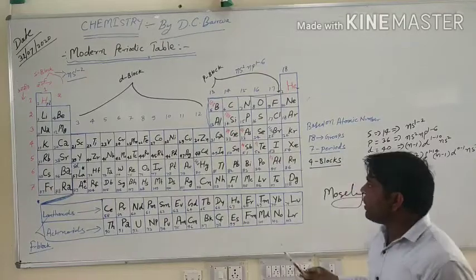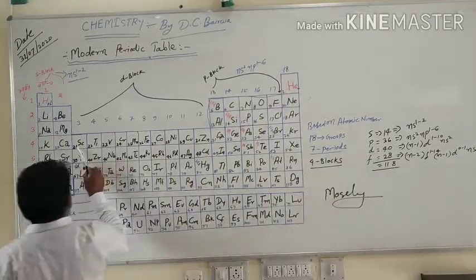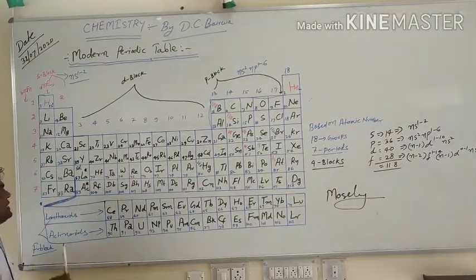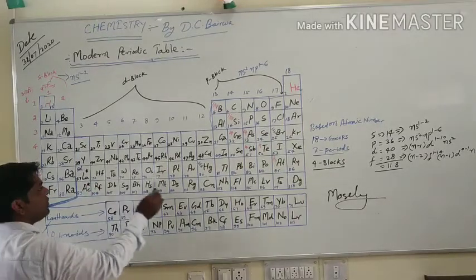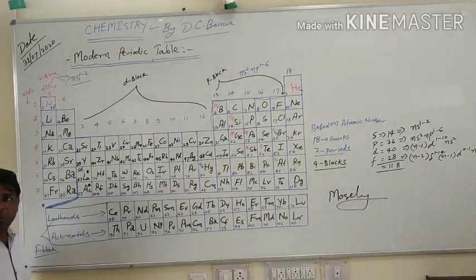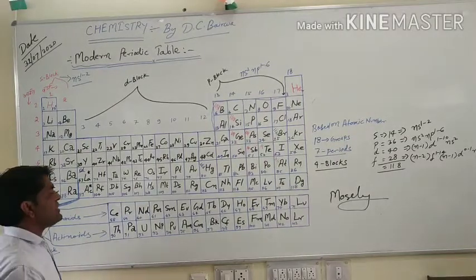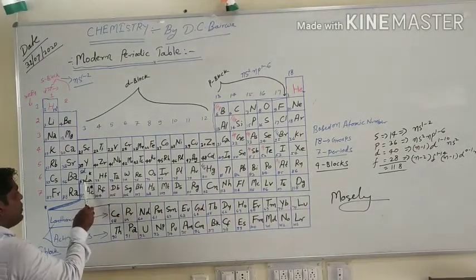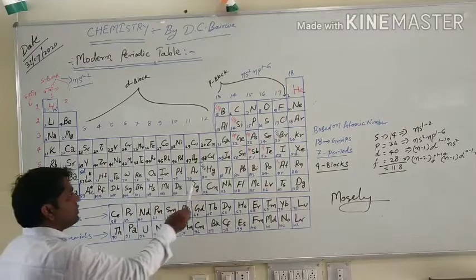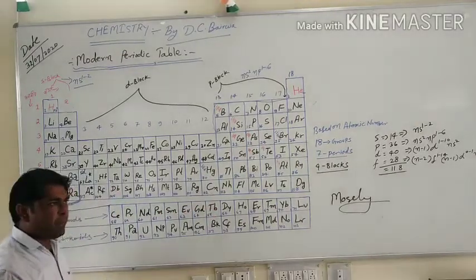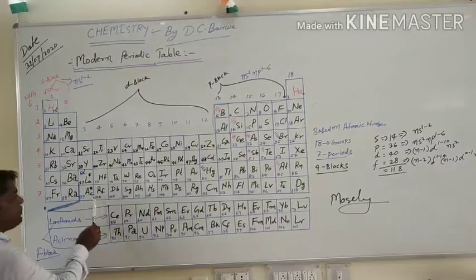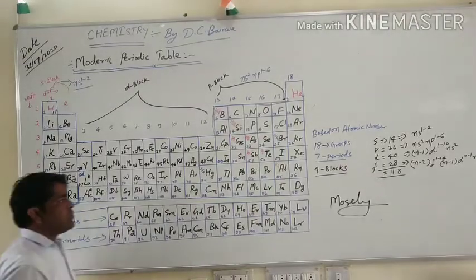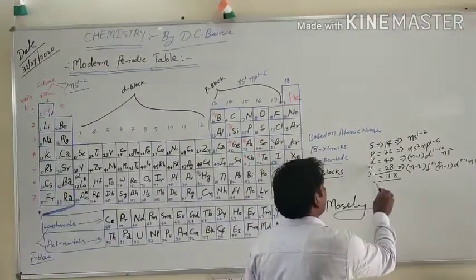In D block, from 21 scandium to 30 zinc, which is known as 3D series, and 39 yttrium to 48 cadmium, 4D series, in which 10 elements are present. Next series is 5D series, from 57 lanthanum to 80 Hg, 10 elements are present, and 89 actinium to 112 copernicium, 10 elements are present. So we can say total D block elements are 40.